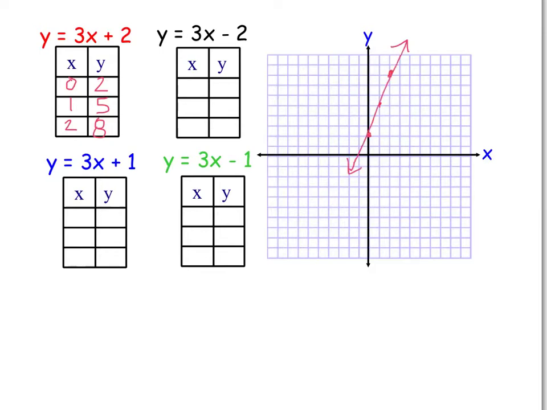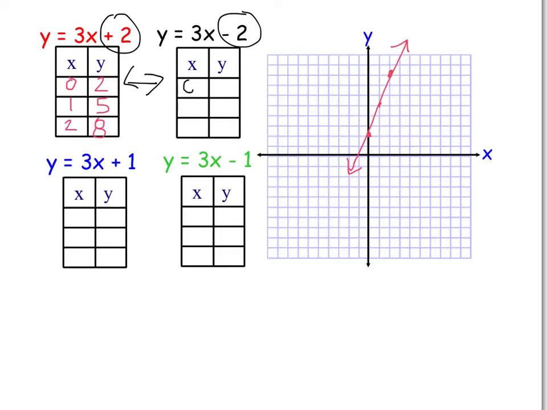Okay? Next, I have y equals 3x minus 2. So notice that these two equations are very similar, only this one's a plus 2 and this one's a minus 2, and we're going to notice how that changes our equation.